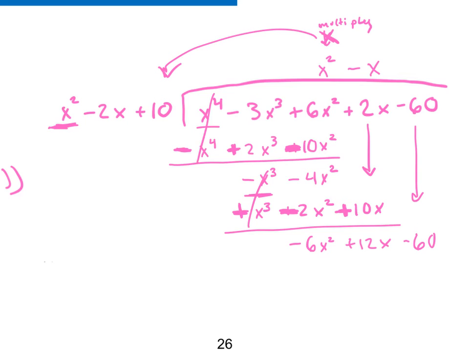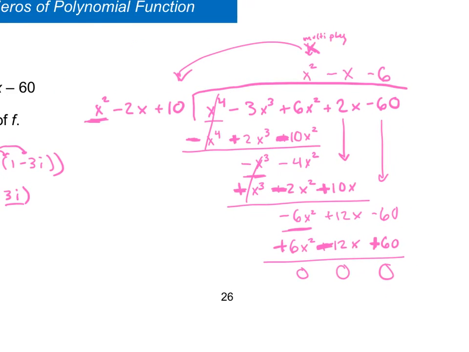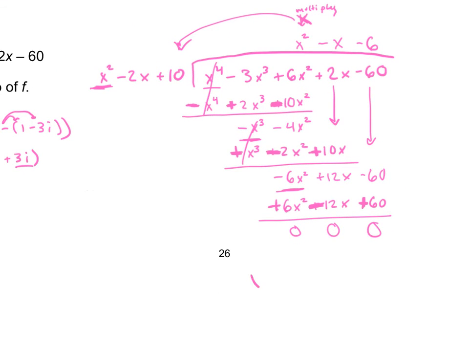Now what times x squared gives us negative 6x squared? Negative 6. So now we multiply negative 6 times everything out front. So we get negative 6x squared plus 12x minus 60. We need to change all of our signs. This becomes plus, minus, and plus. And then combine our terms. So this is 0, 0, 0. So once we divide, we are left with x squared minus x minus 6.